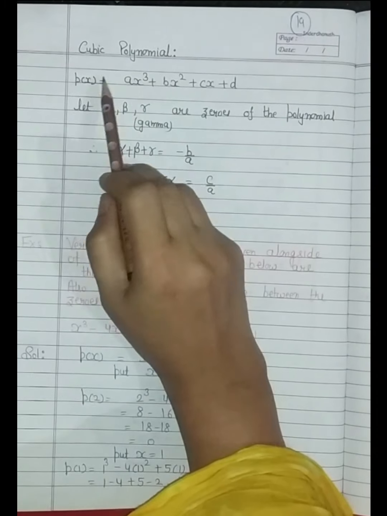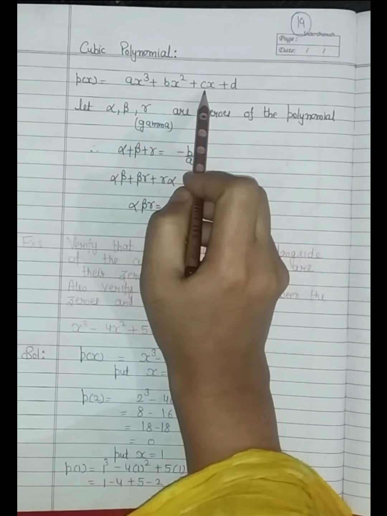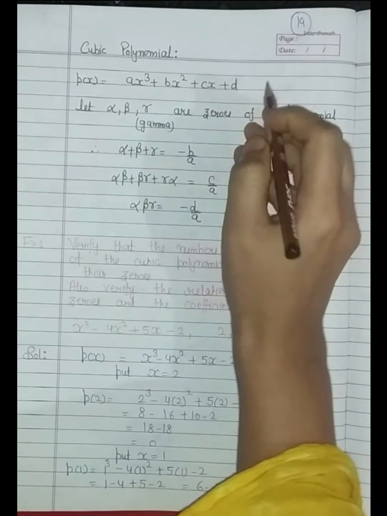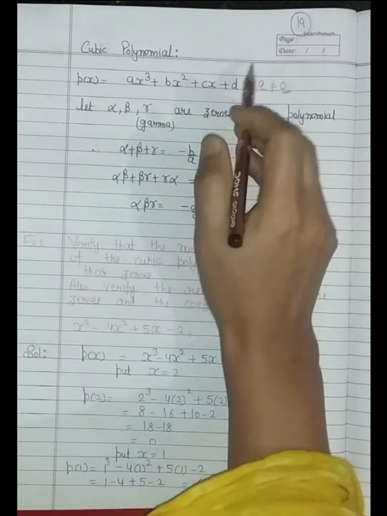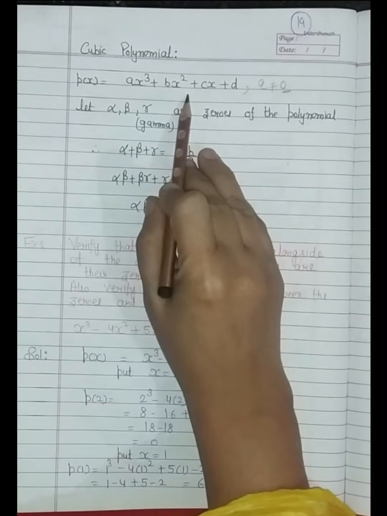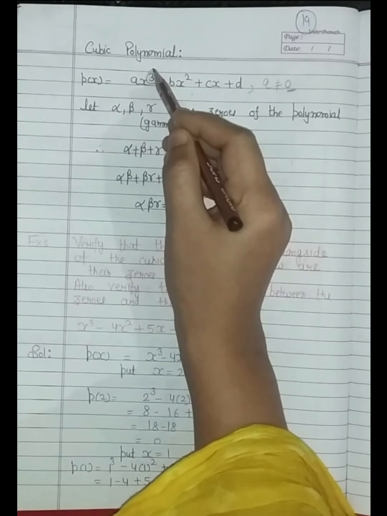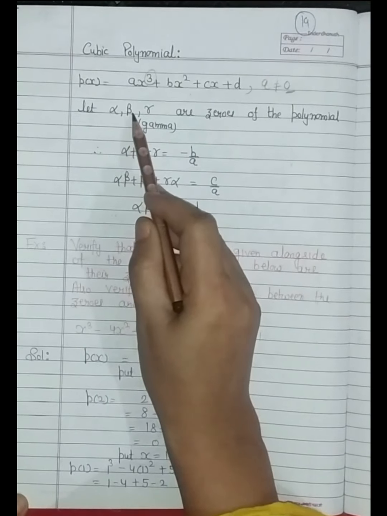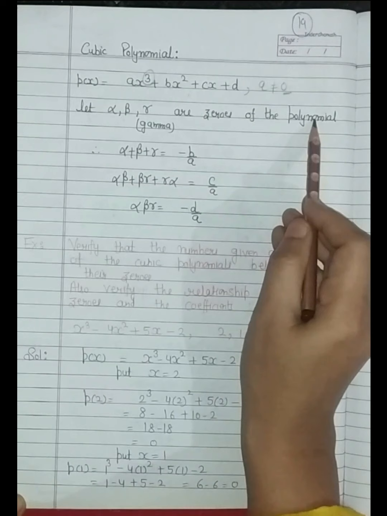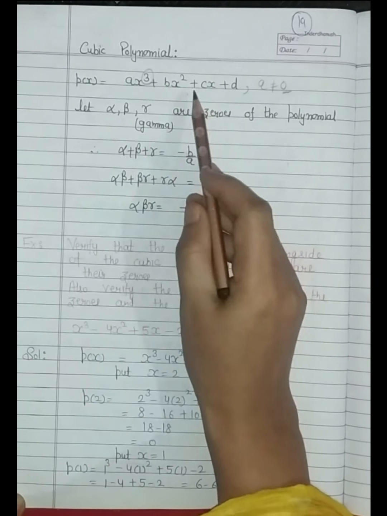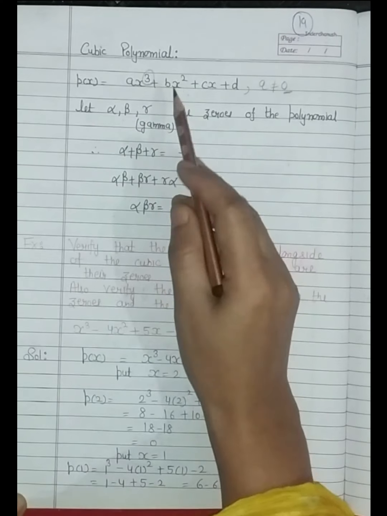Cubic polynomial p(x) is equal to ax cube plus bx square plus cx plus d, where a is not equal to 0. This type of polynomial is called a cubic polynomial. Because it has degree 3, I am taking alpha, beta and gamma. These 3 are the zeros of the polynomial. As we have done in the case of quadratic polynomial, the same we are doing in cubic polynomial.